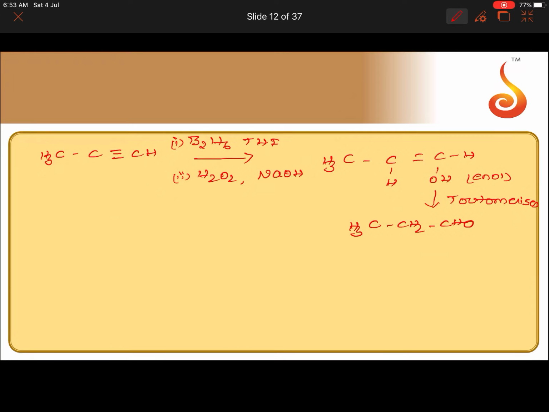Now, to avoid complications due to double bond addition, here in the enol there is a double bond and it may again react with BH3. So to avoid the complications due to double bond addition of diborane, bulky sterically hindered boranes are used. I am again repeating, the enol can again react with diborane, so bulky sterically hindered boranes are used. What are the bulky sterically hindered boranes used?